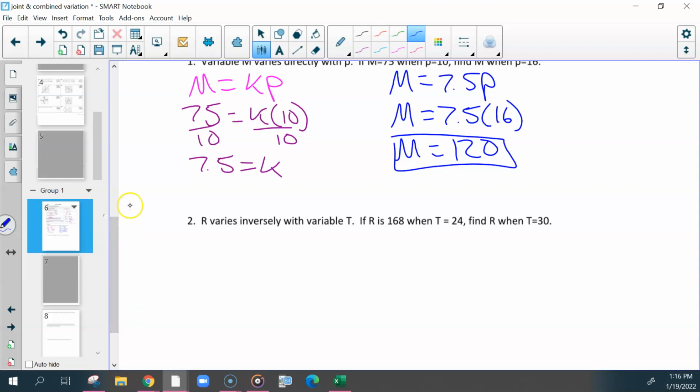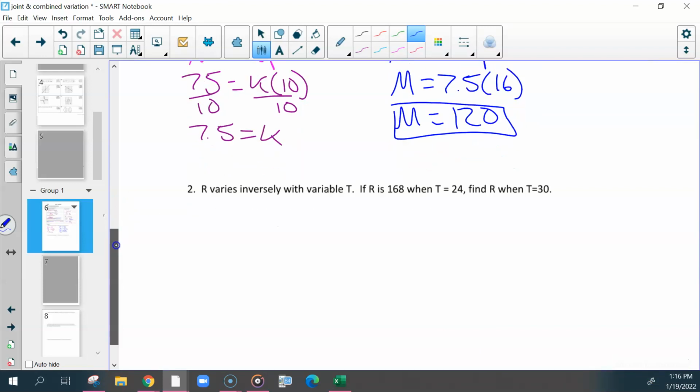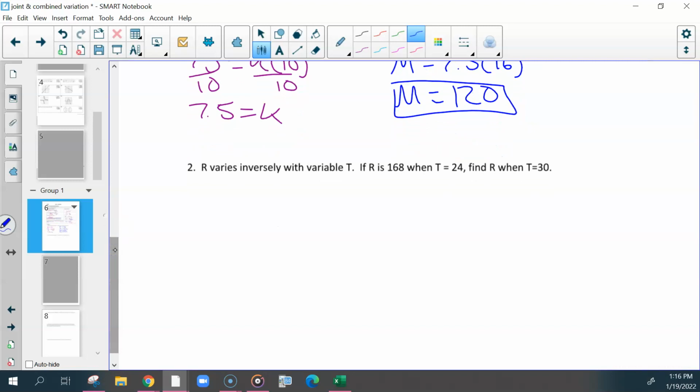For 2, we're doing the same thing. But now R varies inversely with the variable t. Varies inversely. How would I set up this equation? R equals k over t. Doesn't matter that they're not y and x. You just have to know how to set up the equation. Inversely, we're dividing by the variable.